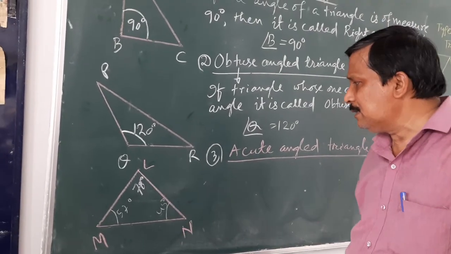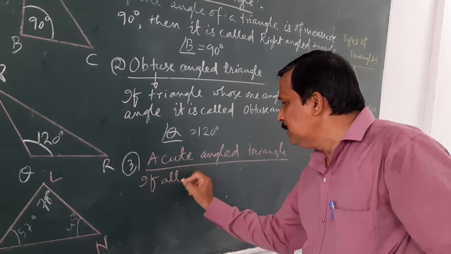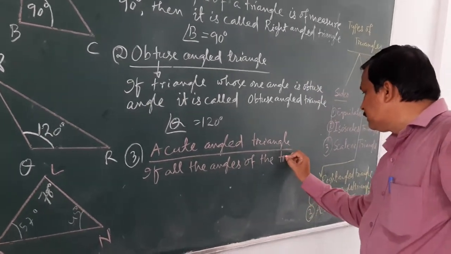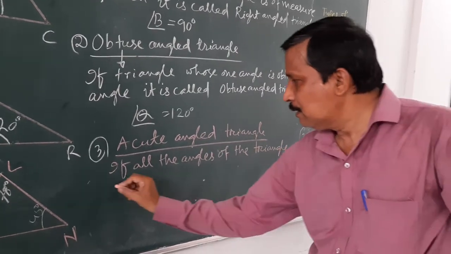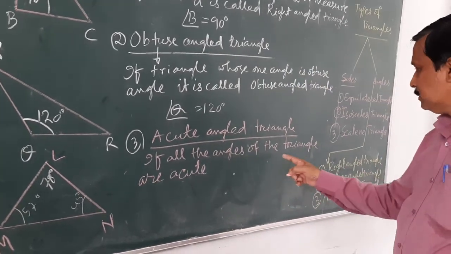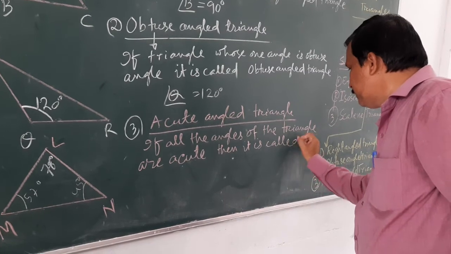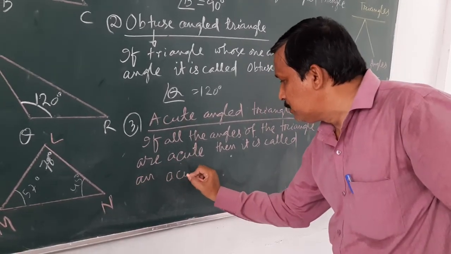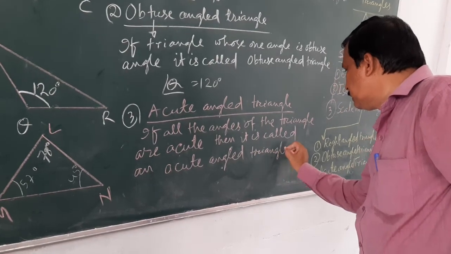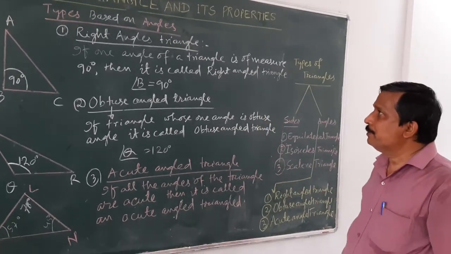So all are less than 90, all angles are less than 90. Therefore the definition is: if all the angles of the triangle are acute, acute means less than 90, you see all are less than 90, then it is called an acute angled triangle. Acute angle triangle.